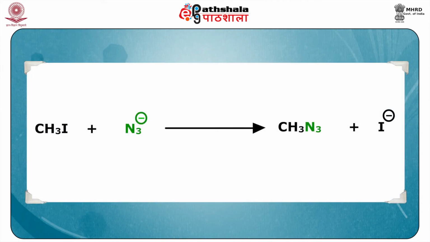For example, compare the rate of reaction for the type 2 reaction of azide ion as shown here with CH3I using polar protic solvent, for example methanol, versus polar aprotic solvent, for example DMF. Both the solvents have similar dielectric constants, but if we look at the rate of reaction in DMF solution, it is 10,000 times faster than the rate of reaction in the methanol solution.